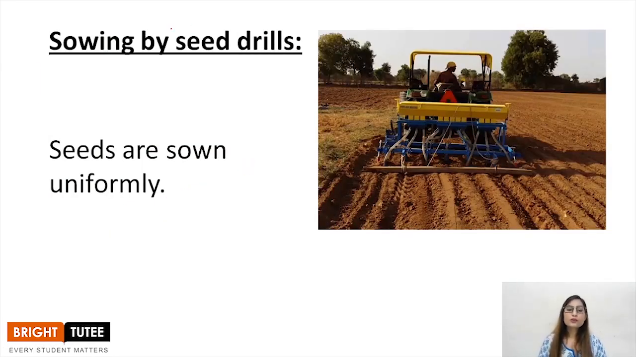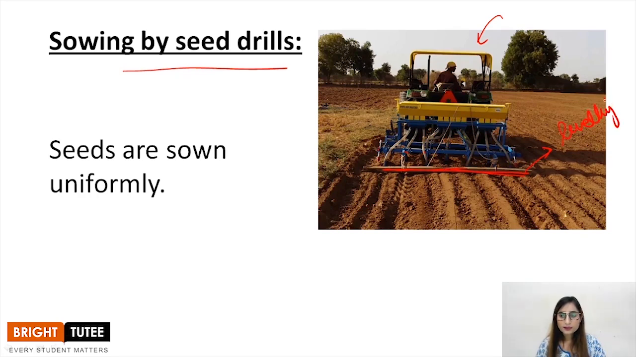Second is sowing by seed drills only. As I already explained the seed drill. See, this is the seed drill and there is a leveler attached to the seed drill as well. This is being used for leveling. As I told you, what is leveling? Leveling is done to make the rows uniform, right? So it is leveling the rows as well. Now seed drill helps in sowing of the seeds. Seeds are sown uniformly here, right? The seeds are discharged from the seed drills in a uniform pattern in the rows, right?